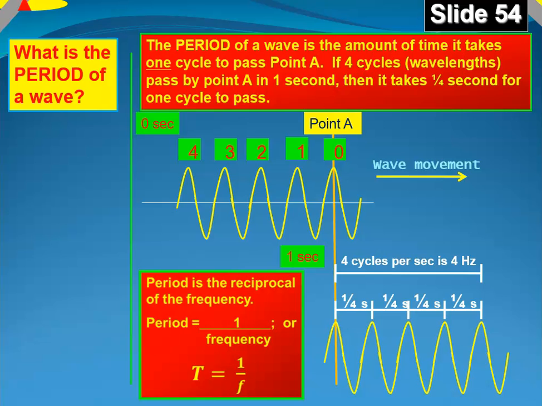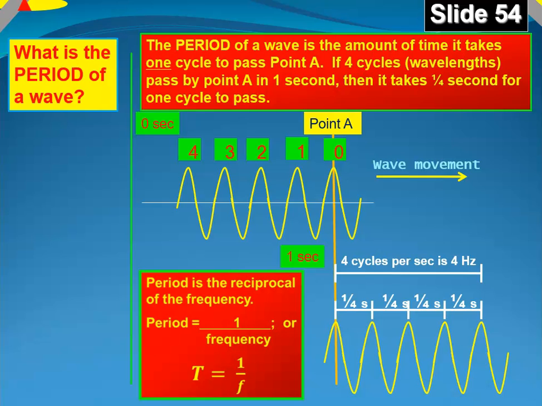So if 4 cycles pass by point A in 1 second, then it takes 1/4 of a second for 1 cycle to pass. So again, look at the illustration here. If the wave moved from crest 0 to crest 4 in 1 second, then to go from 0 to 1 would be 1/4 of a second.